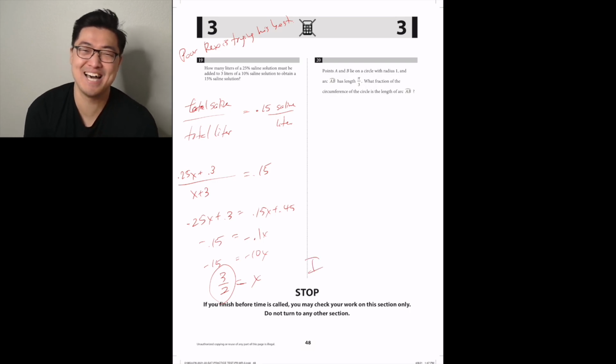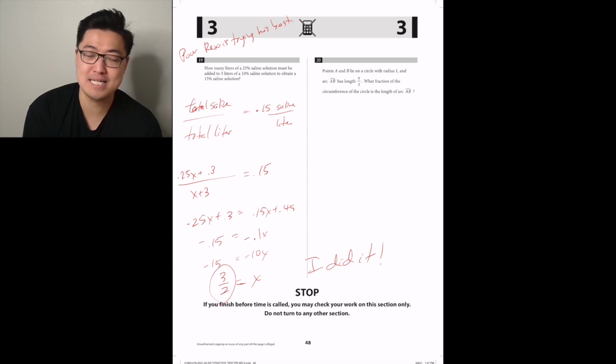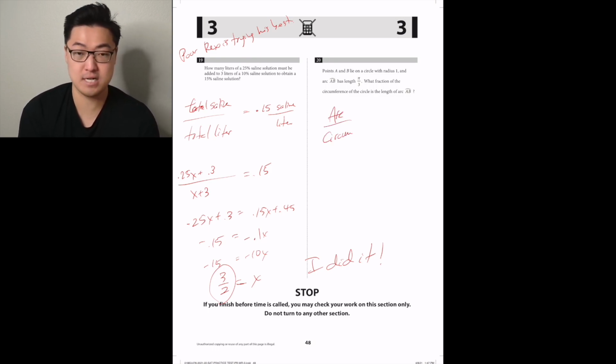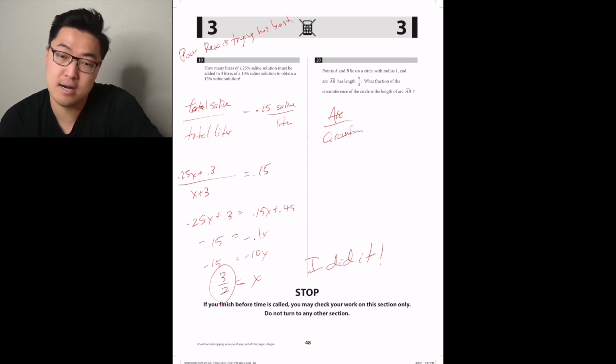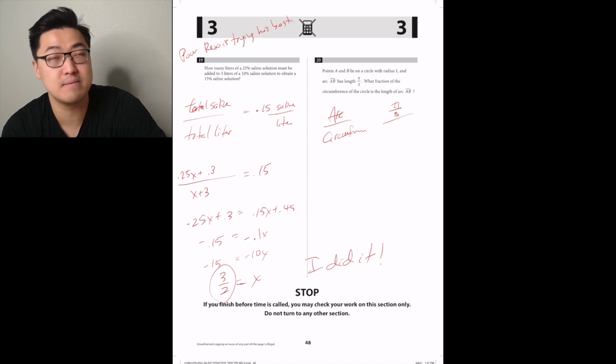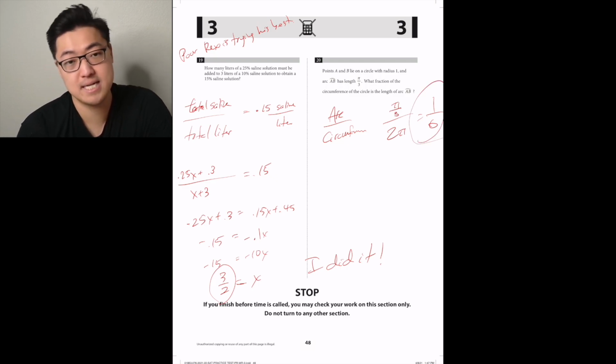Points A and B lie on a circle with radius 1, and arc AB has length pi over 3. What fraction of the circumference of the circle is the length of arc AB? Arc over circumference formula, right? So this arc is pi over 3, the circumference is 2 pi. That means it's going to be pi over 3 over 2 pi, just pi over 3 times 1 over 2 pi, so it's 1/6. Yeah, 1/6 I think is the answer.